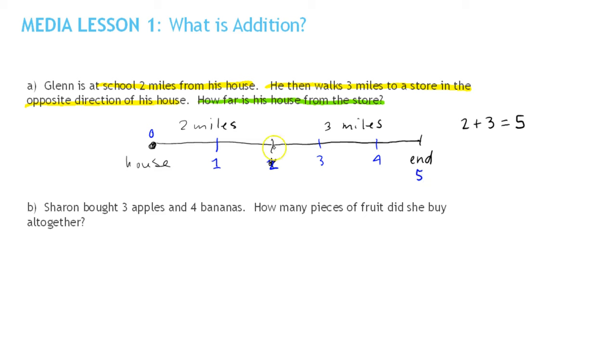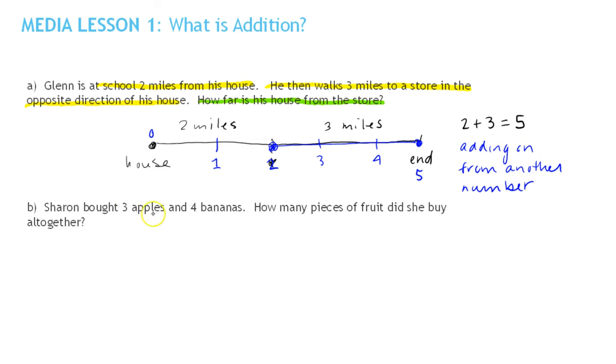So we can also think of this as adding on from an original quantity. So we're starting at 2. 2 is like the starting point relative to his house, and then we add on 3. 2 plus 3 is 5. So we can think of this as adding on from another number. And this is one of the ways we typically use the operation of addition. Now let's look at the other way.